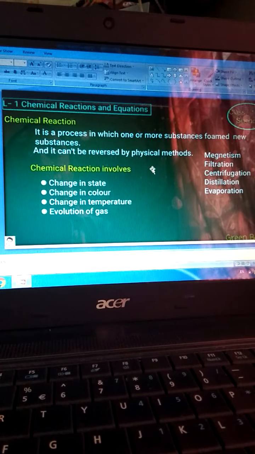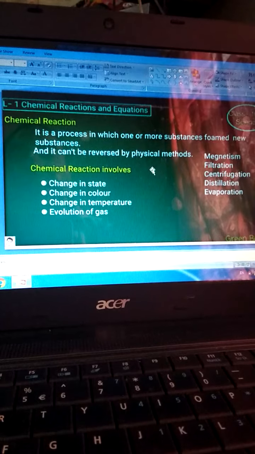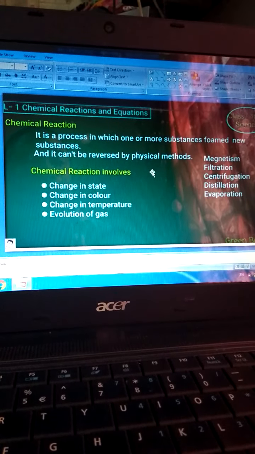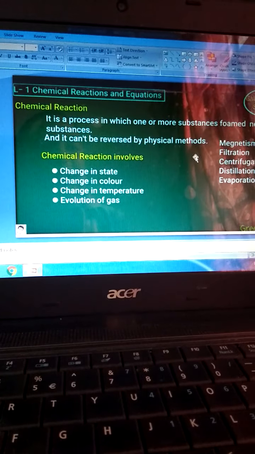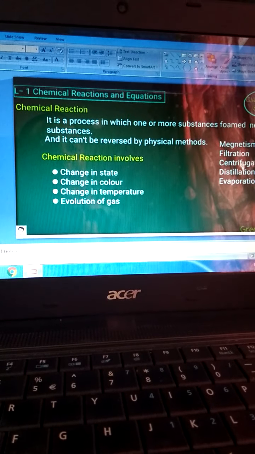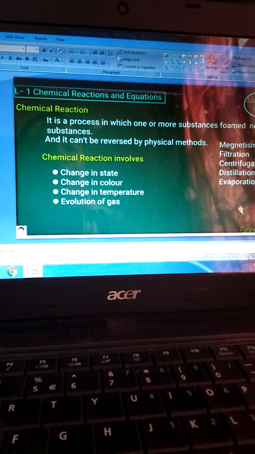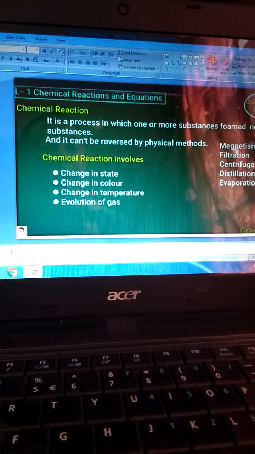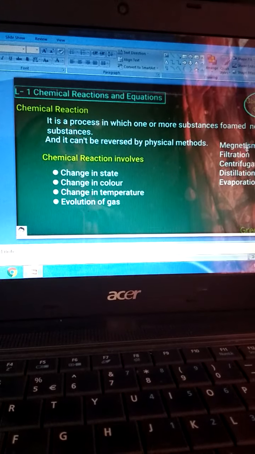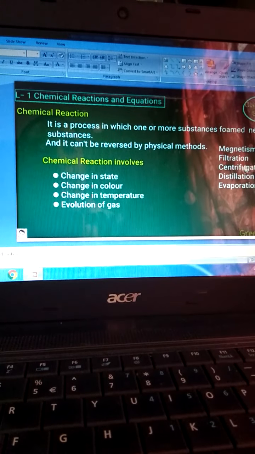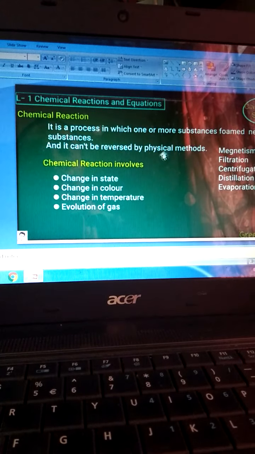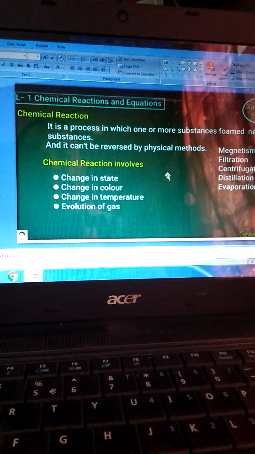This is called chemical reaction, and it cannot be reversed by physical methods like magnetism, filtration, centrifugation, distillation, evaporation. These are a few physical methods of separating things. By doing this, we cannot get back the original substance. Then that type of reaction is called chemical reaction.